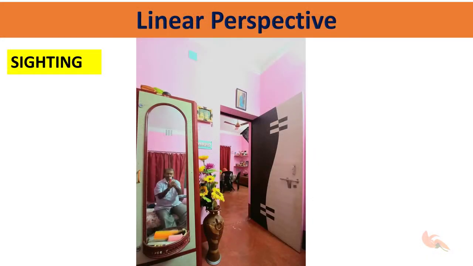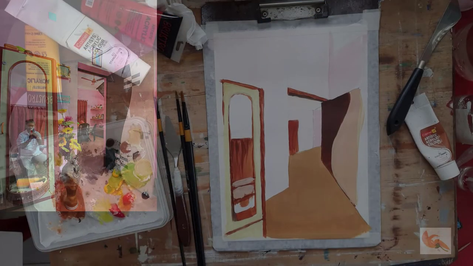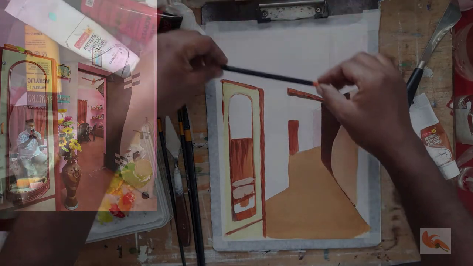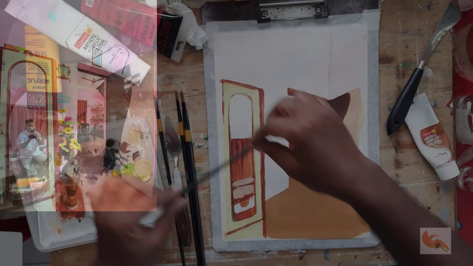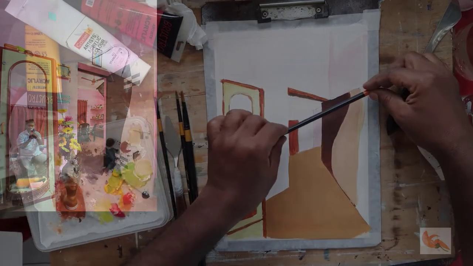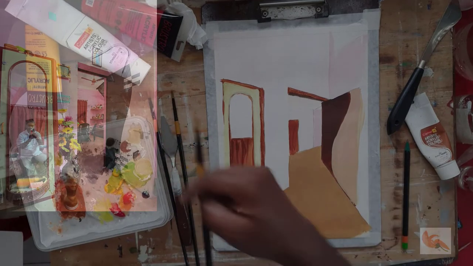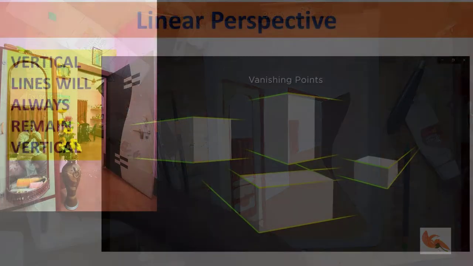Next point is sighting. This is another important factor. Sighting is basically establishing the angle of the objects or any line which is appearing on the picture frame with respect to the baseline, that is the horizon line. You can visually appreciate the angle and put it onto your canvas, or place your canvas horizontally and simply align your pencil with the angular line an object is making with the horizon and bring it down to the canvas, and you can mark the line.